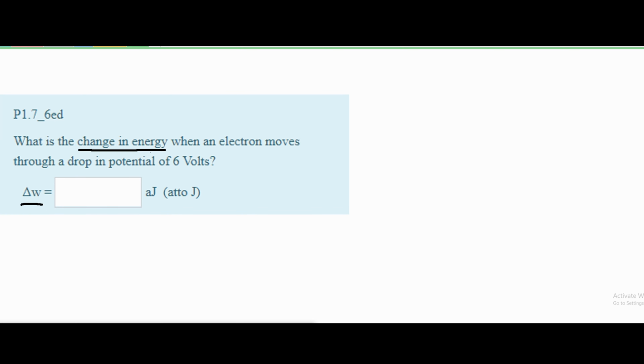When an electron moves through, we have to know the charge of an electron. This is our charge right here. So we're going to say our Q is equal to the charge of an electron. And through a quick Google search or by memory, we know that the charge of an electron is 1.6 times 10 to the negative 19 coulombs. This is the unit. And then we have the drop in potential of 6 volts. So this is our second measurement right here.